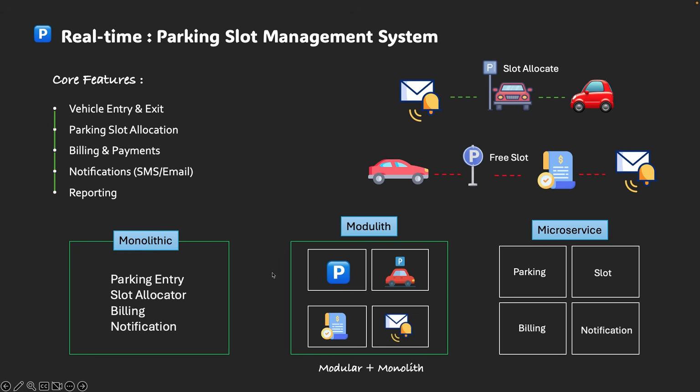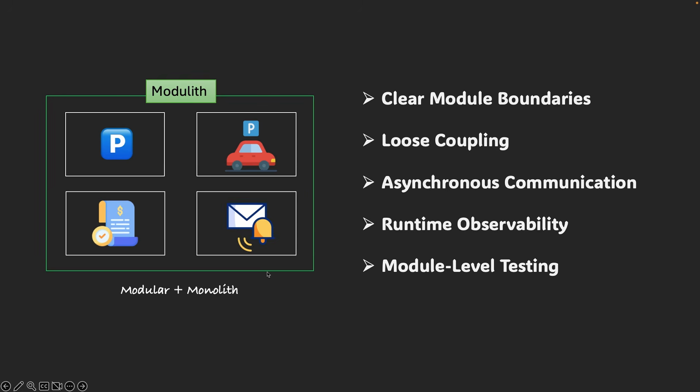Now let's understand a few more features of Spring Modulith. If you are using Spring Modulith, then you will achieve clear modular boundaries. So if you observe this particular architecture, each module handles one responsibility, clean and organized. The first module will deal with vehicle entry and exit. The second module will deal with slot allocation. Each module has its own single responsibility.